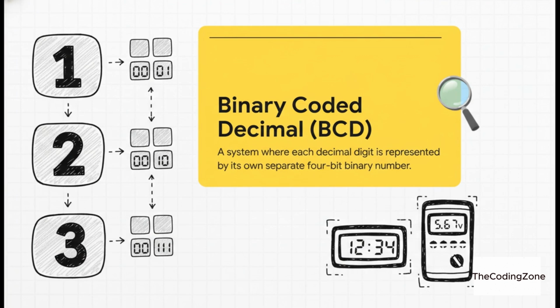Instead of taking a big number, let's say 123, and converting it into one long, messy binary string, BCD just breaks it down. It takes the 1, translates it. Then it takes the 2, translates that. Then the 3. Each one gets its own little 4-bit binary group. And this digit-by-digit way of doing things is absolutely perfect for stuff like digital clocks or voltmeters, where each number on that display is its own little component.